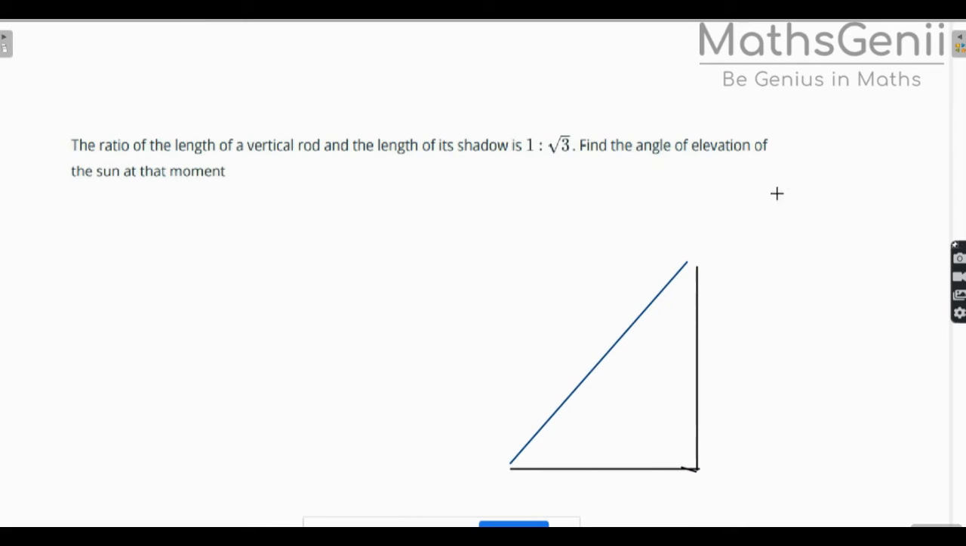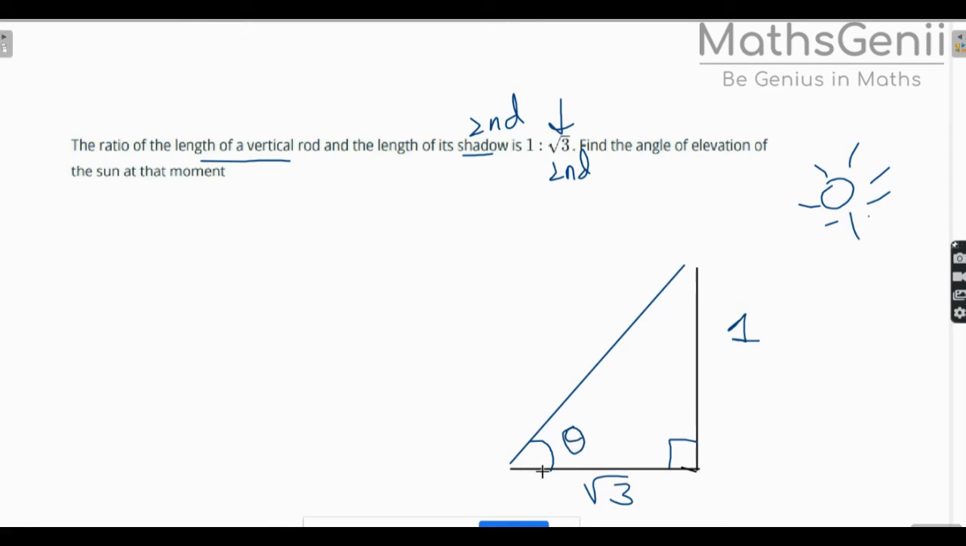Okay, let me name this triangle O. Now the ratio of length of vertical rod and the length of its shadow. Vertical rod length is 1. Shadow is root 3, right? This is forming a right angle triangle. Find the angle of elevation. Angle of elevation is when you look up. When you look up towards the sun, that is the angle of elevation. So you have to find this angle.